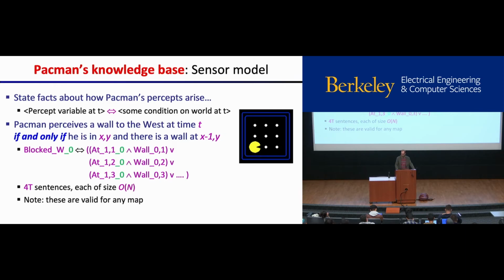And note this sentence about what the sensor means is valid for any world, even if the walls were different. So in this world, we could have just said that blocked to the west means you're in one of these 3 locations. And that would work. But that's just a less general sentence. We'd have to rewrite it anytime it's in a different world, anytime the map is different.